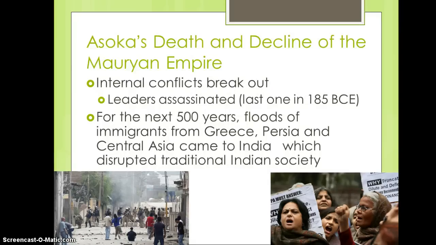After Ashoka dies, there's really no clear, strong leader to take his place. He doesn't have a son who is known to have been a great ruler, and we have the decline of the empire. People fighting with each other, and there's a number of assassinations. People are fighting for power, and for the next 500 years, there's a lot of political instability. You have lots of new groups of people, the Persians and people from Central Asia, coming into India and disrupting that traditional society that they had under the Mauryans.